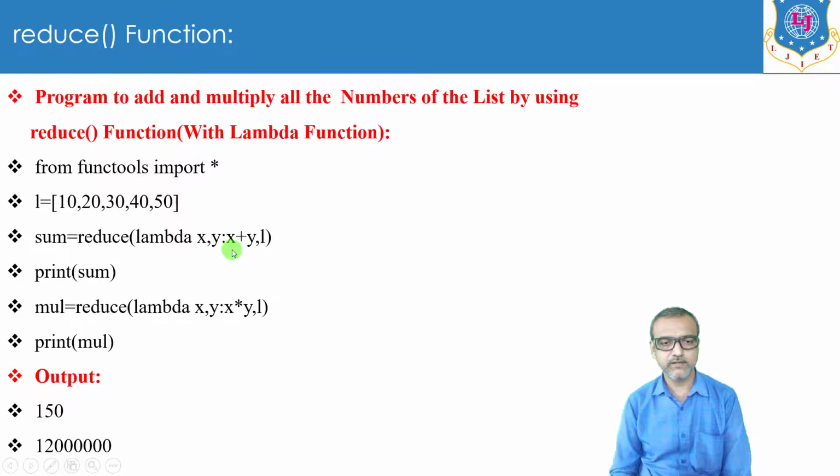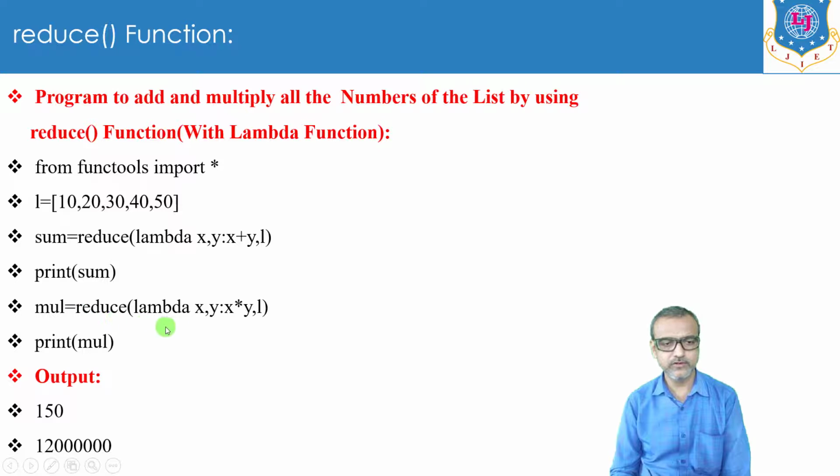So what this lambda function will do, it will take all the elements of list L and find the sum of all these entries one by one. First of all it will add 10 to 20, the result is 30. Then 30 will be added to 30, that is 60. 60 will be added to 40, that is 100, and finally 100 will be added to 50, so that is 150. Print of sum will give us 150 as output.